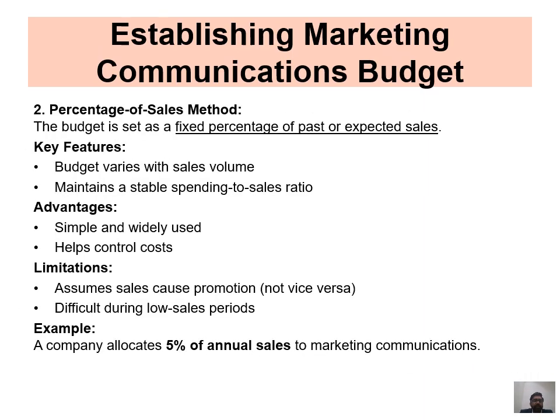Now, second is percentage of sales method. So in this method, the budget is set as a fixed percentage of past or expected sales. So on the basis of the sales, the budget is fixed. Let's talk about an example. For example, a company allocates 5%, 10%, or XYZ percentage of the annual sales to marketing communication budget. There are some limitations like this assumes sales cost promotion and is difficult during low sales period.